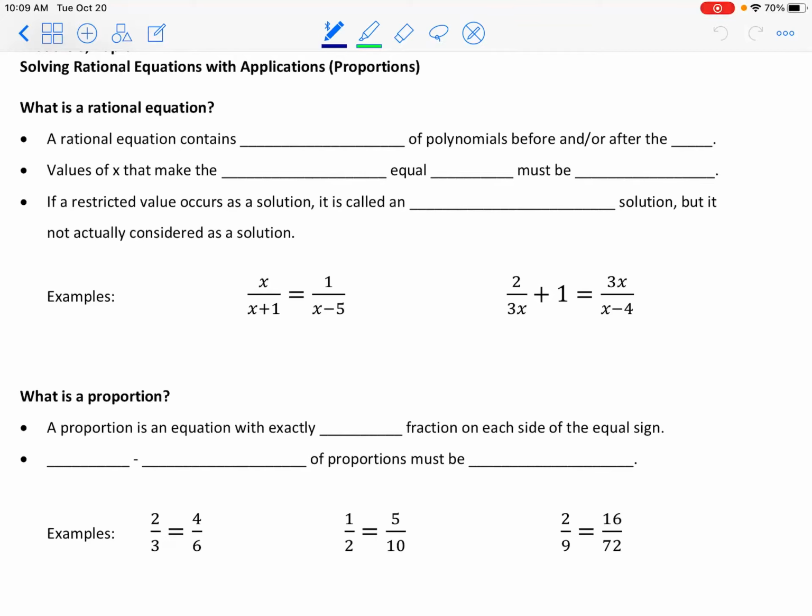Hello and welcome to our lesson on solving rational equations with applications. And the rational equations that we're going to look at today are what we call proportions. Okay, now let me just back up a little bit before we talk about proportions in general.